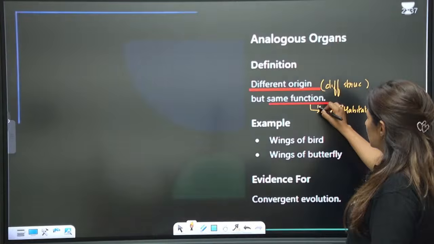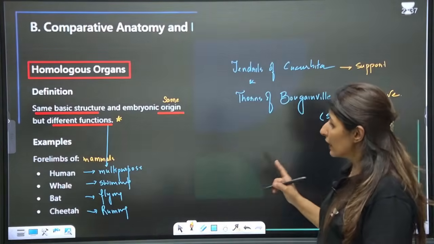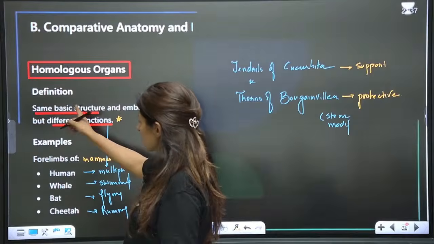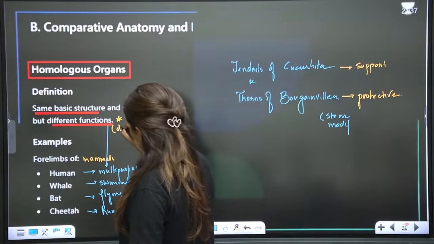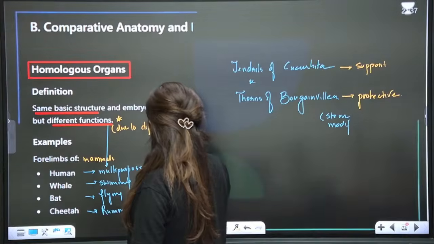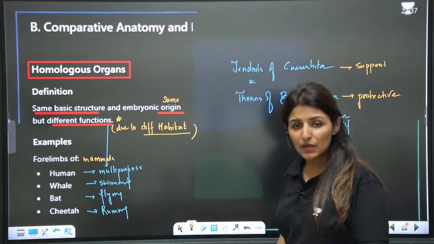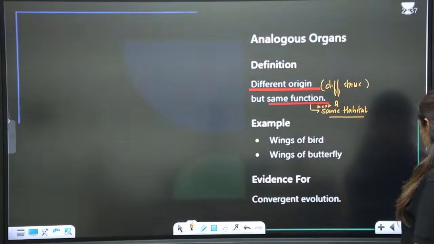Because of same habitat, right? Similarly, why are same structures performing different functions? Due to different habitats. So when you go in a different habitat, you perform different function with the same structure. Is that clear to all?